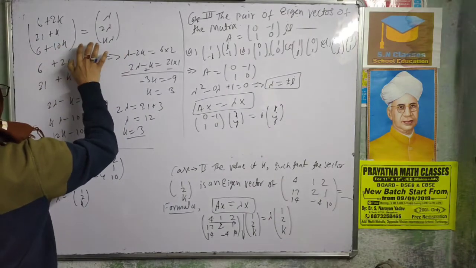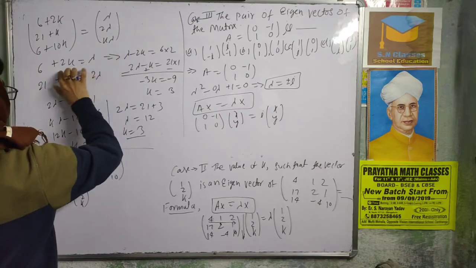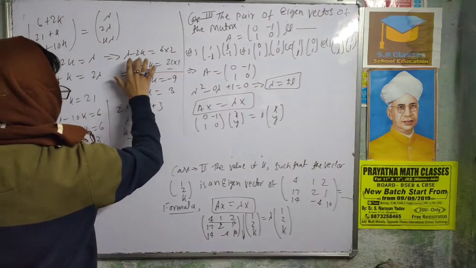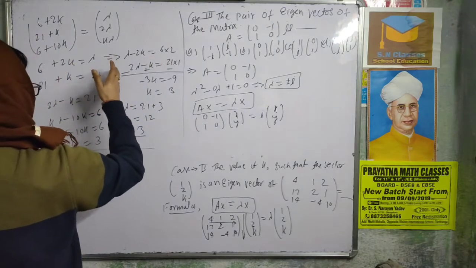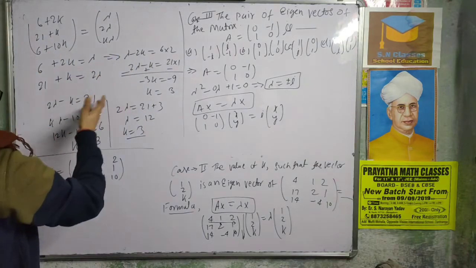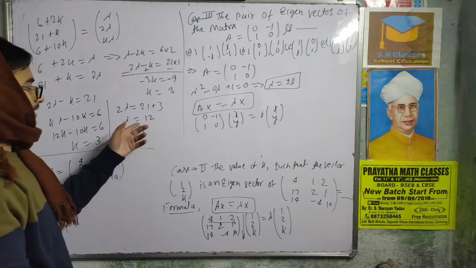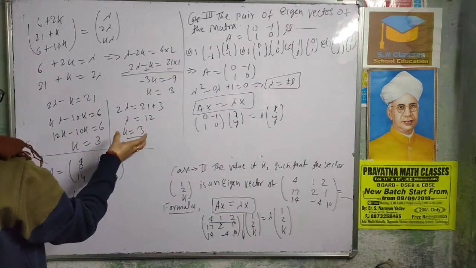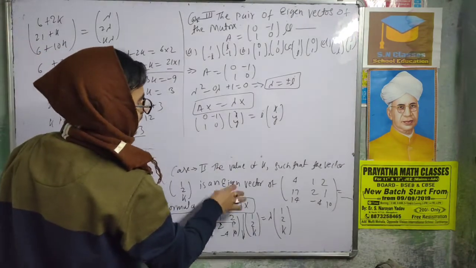Both equations, equate the x part with the x part, y part with y part, z part with z part. Equate these two and you will get the lambda value, and you can get the three equations solved by this. You will get lambda and k separately. So k is 3 and lambda equals 12. After substituting k equals 3, you will get the lambda value also. Such a question will be asked in your exam.